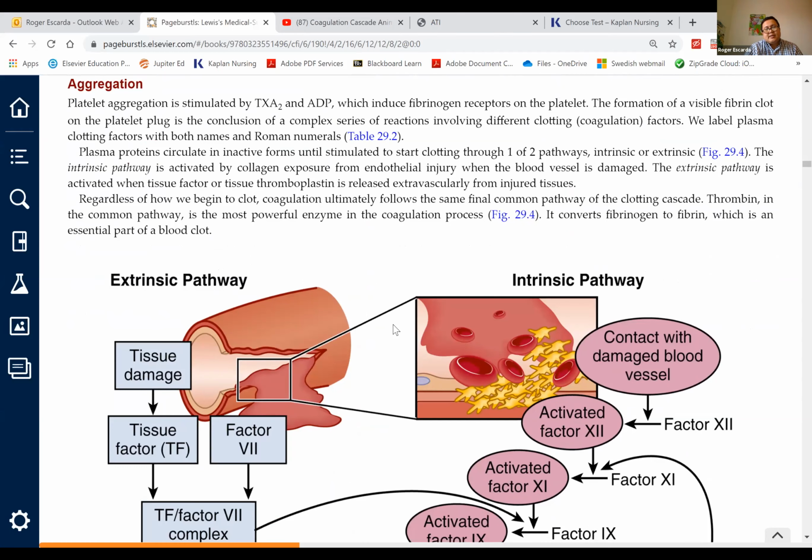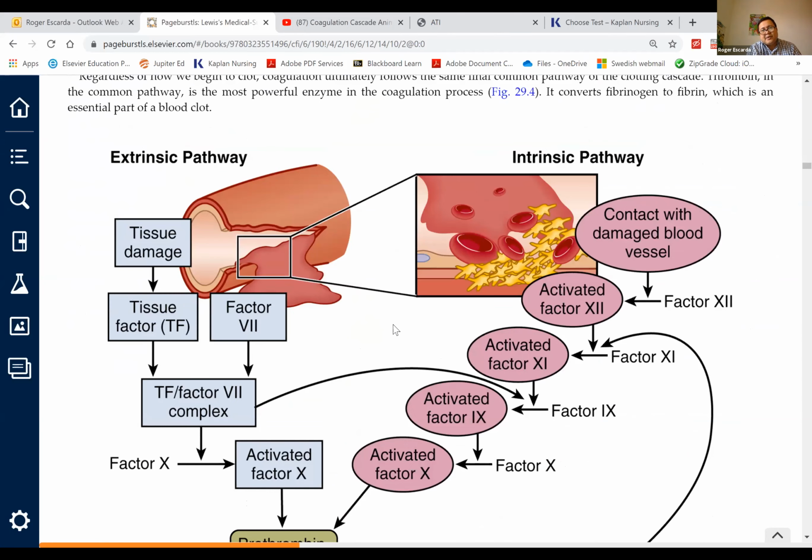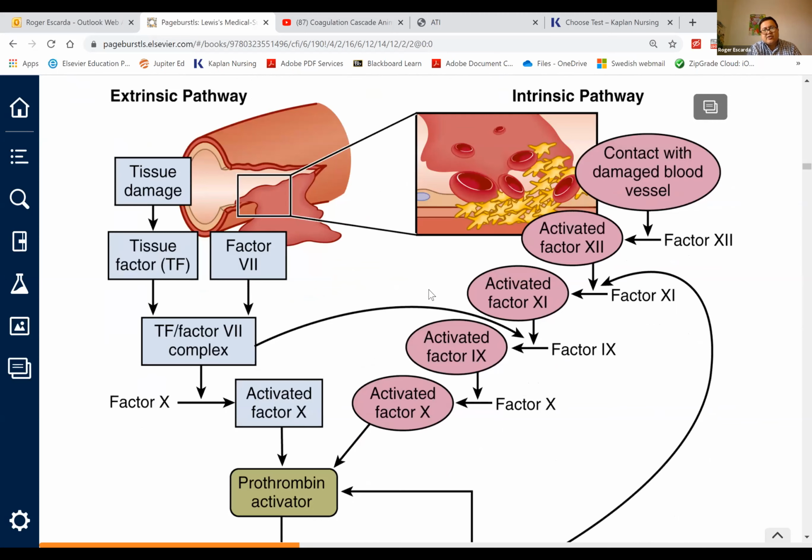Let's go with your clotting, because this will help us understand when we go to chapter 37 about DVTs. So this is your clotting. So how do you form a clot? There are two pathways, extrinsic and intrinsic pathway. When we say pathway, two ways by which a clot is formed.